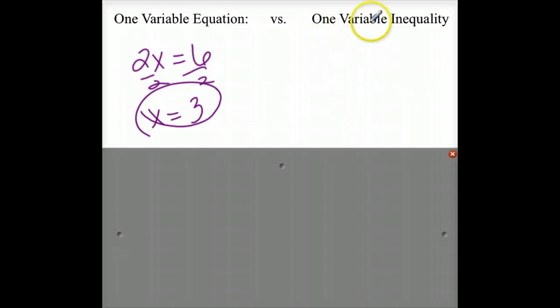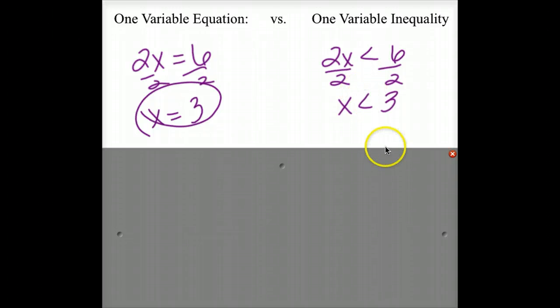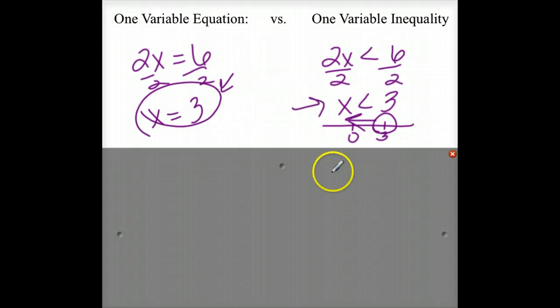Then we learned how to do a one-variable inequality. This could be the same thing that we just did, however, let's say 2x is less than 6. Solving for x, with an inequality, we can have a lot of solutions. So if I divide by 2, x could be anything less than 3. And to show all of those solutions, we graphed on a number line. 0, 3, open circle to the left. So one solution, many solutions.